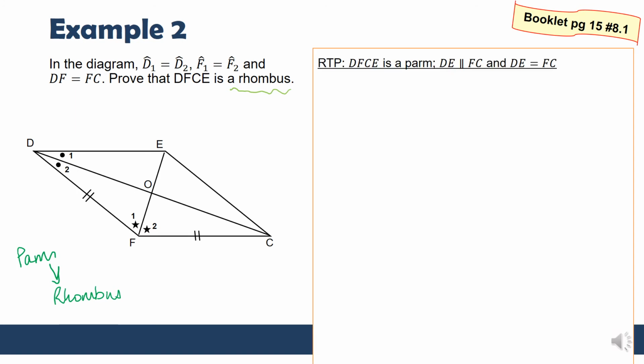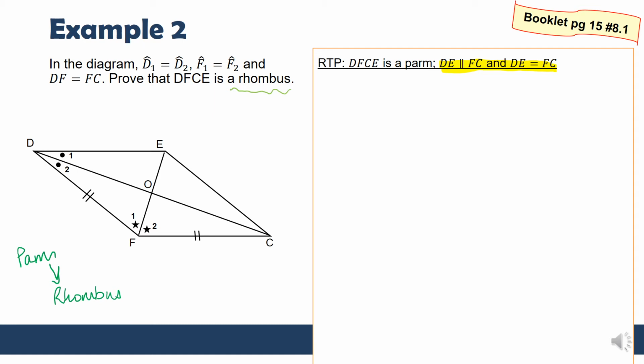Start off with your RTP statement. So we're proving that it's a parm first. I'm actually going to have 2 RTP statements, one for parm, one for rhombus. Before we talk about this portion here, which I said is optional, let's see what the strategy is.